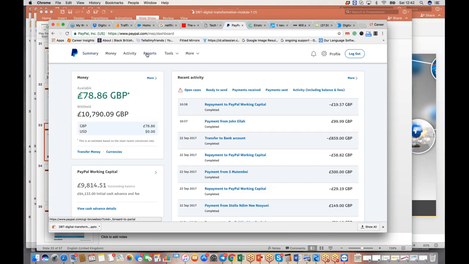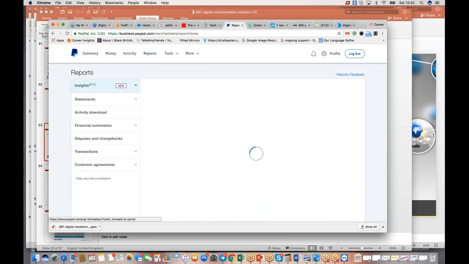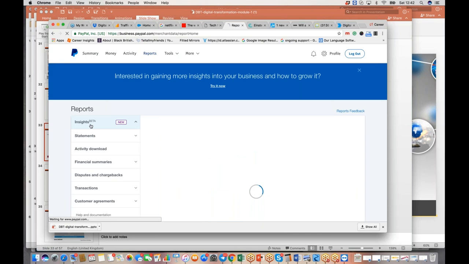Now, I'm going to go to reports. No, actually, it's not reports I need. It actually is reports. I'm going to go to insights. Data is powerful, honestly. Just wait for this to load.